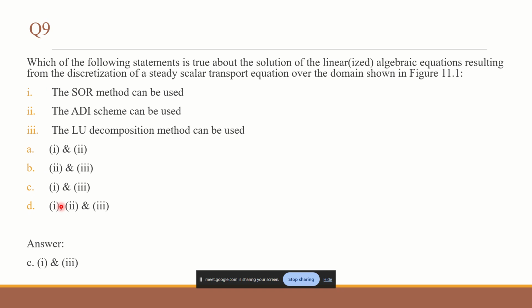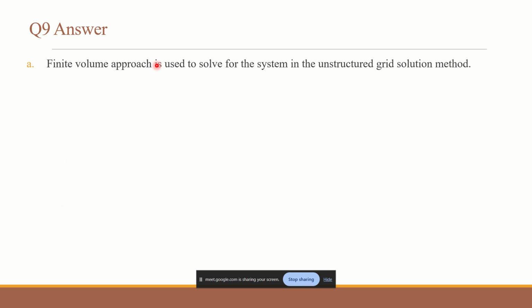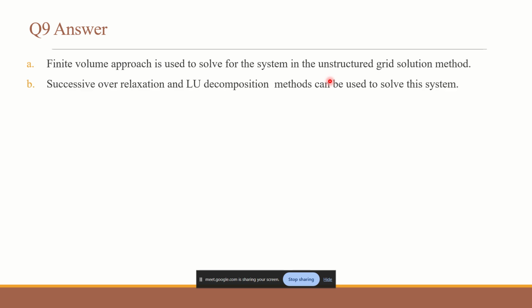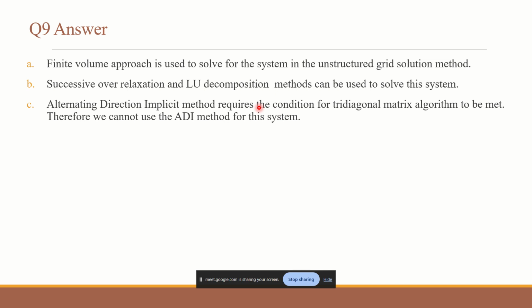So we will quickly see why that is the case. Finite volume approach is used to solve for the system in the unstructured grid solution. So our mesh under consideration is for a finite volume method. So successive over relaxation and LU decomposition methods can be used to solve the system, whereas the alternating direction implicit method, ADI method, requires the condition for the tridiagonal matrix algorithm, TDMA, to be met. Therefore we cannot use the ADI method for this system.